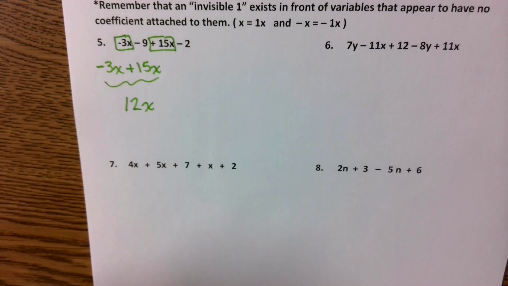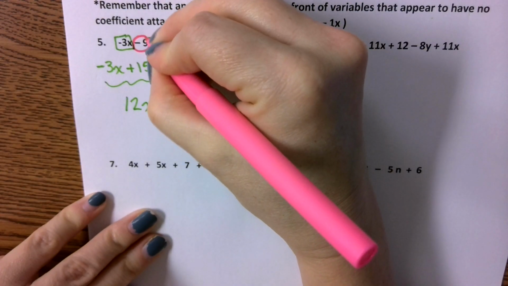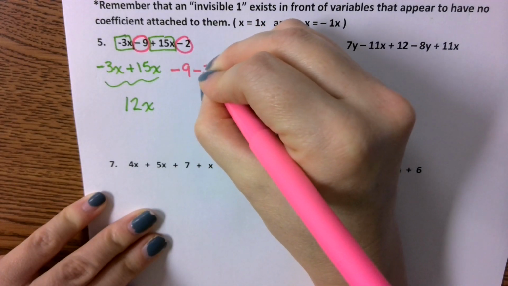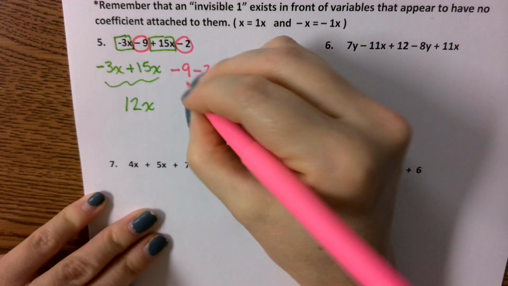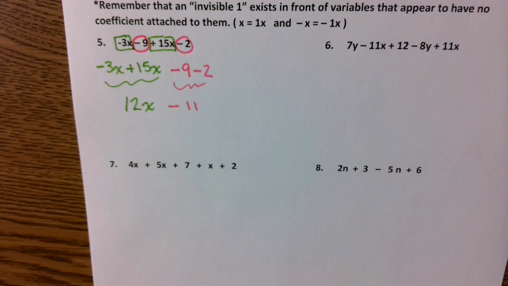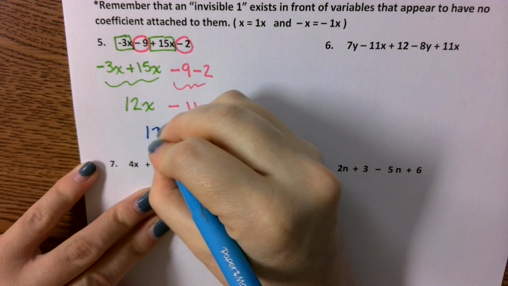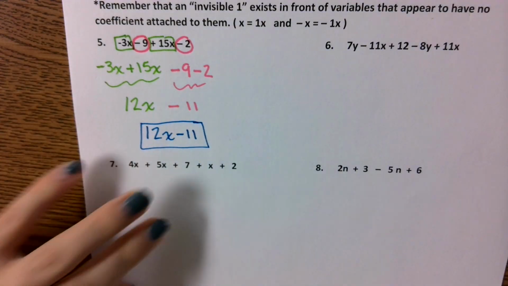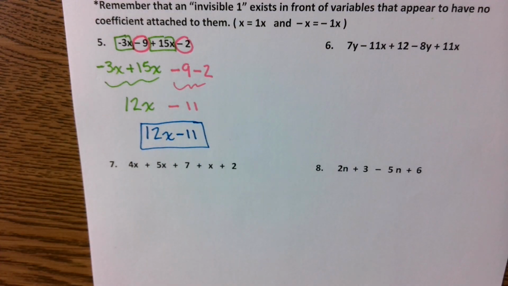Then we've got our constants, our negative 9 and our negative 2. So when I rewrite that, it looks like negative 9 minus 2. Negative 9 minus 2 comes out to a negative 11. So then there's my final answer. If you want it all in a solid color, it's just 12x minus 11. That's your final answer. Cannot combine those together because those are not like terms. So it's as simplified as it's going to get.